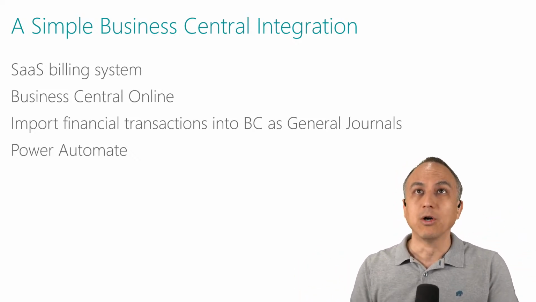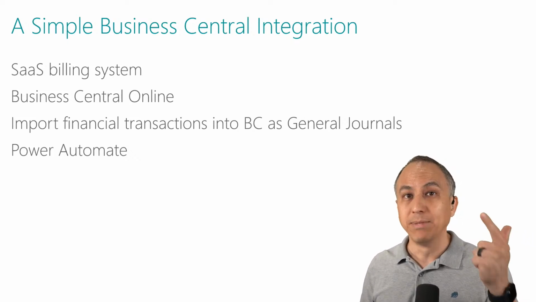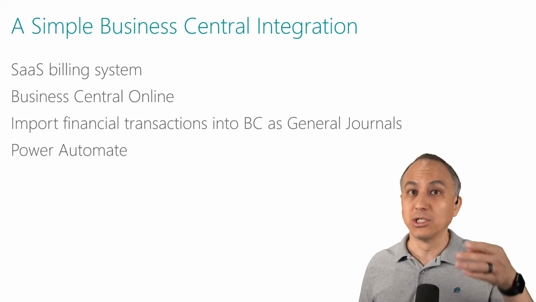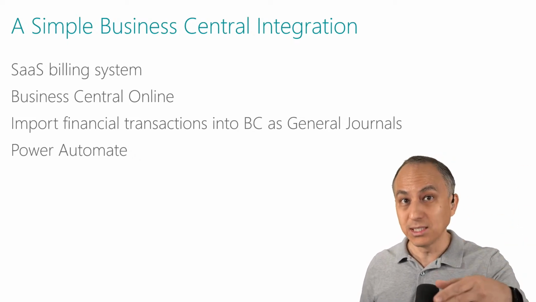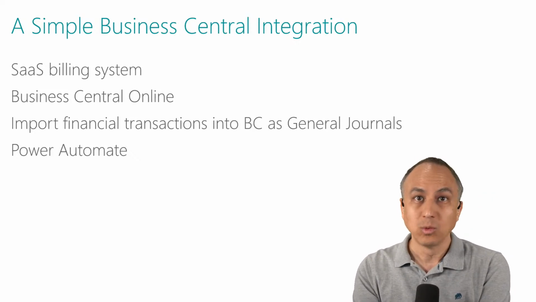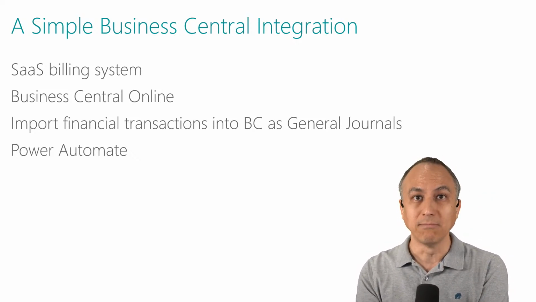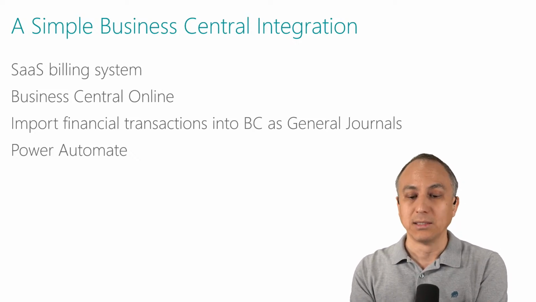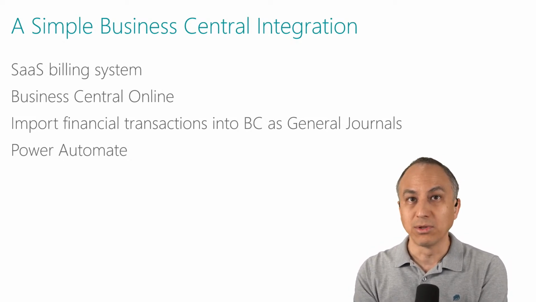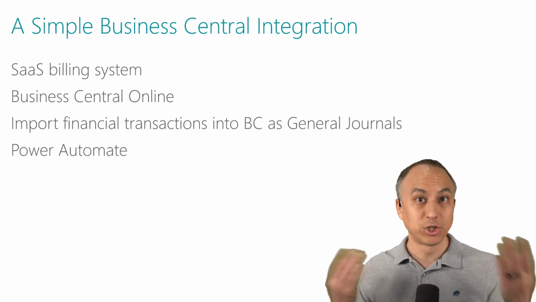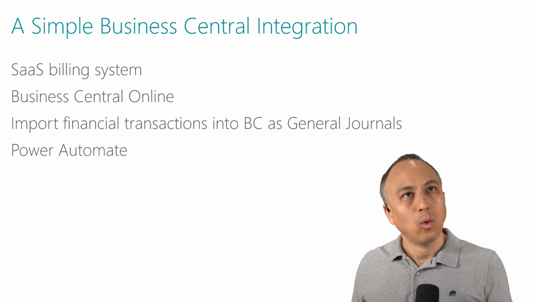Pretty straightforward. So we have a SaaS billing system. We have Business Central Online. We need to import the financial transactions for those invoices into Business Central as general journals. And they say, well, we're familiar with Power Automate. We like it. We've used it. Can we use Power Automate? And during the call, we said, yeah, sure, that should work. Makes sense. Nothing wrong with that, just as long as you're comfortable with it and that you think it'll work well for you. It should work for this scenario. Straightforward, right?